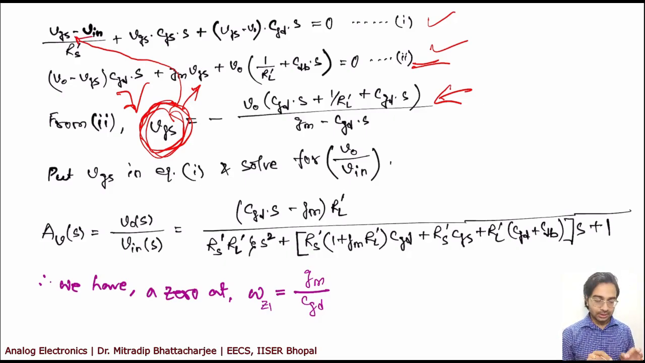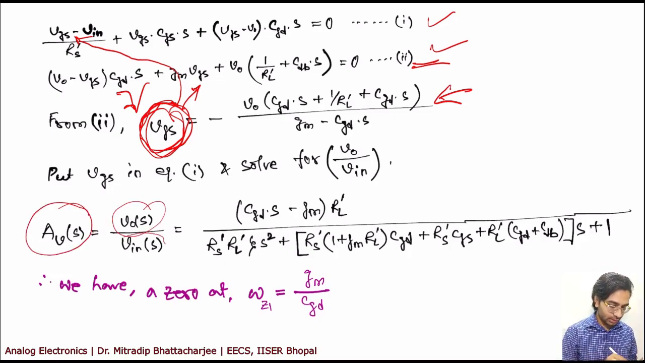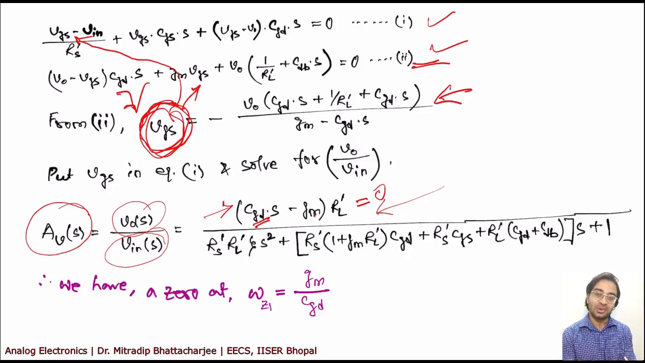You do this calculation, it's a little lengthy, but if you do it, you will get AVS, which is V0S by V in S, and this is the expression for the same. Now if you look at this numerator part, you have CGS into S minus GM into RL dash. If you consider this equal to 0, you will get your omega Z1 value as GM divided by CGD. So you have a zero at GM divided by CGD that you did not get in the previous case because you applied Miller's theorem. So this is one of the drawbacks of Miller's theorem.